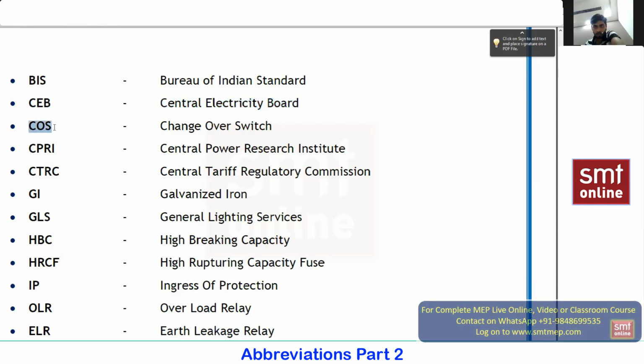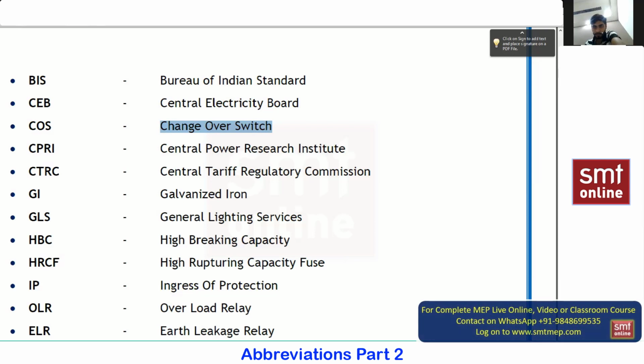Again, COS, changeover switch. Earlier we discussed the ATS, automatic transfer switch. Before the invention of ATS, we used to go with changeover switches only. This is also a type of switch which we use whenever we have two sources of supply, but it is a totally manually operated switch.